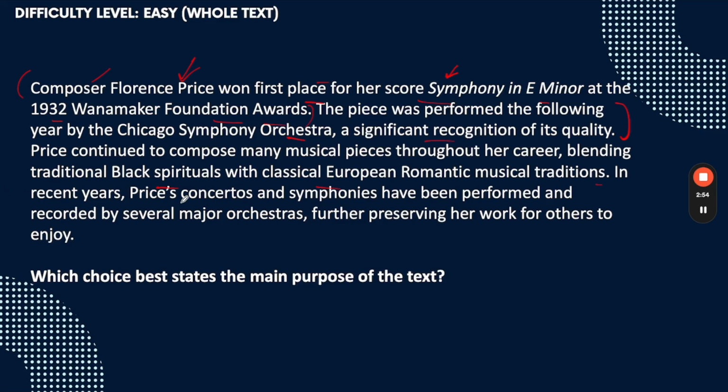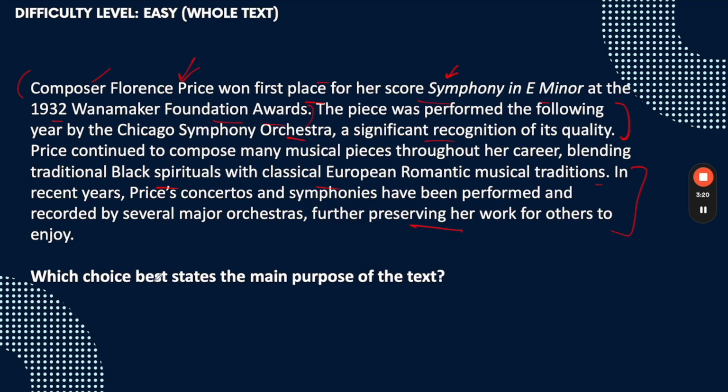In recent years, Price's concertos and symphonies have been performed and recorded by several major orchestras, further preserving her work for others to enjoy. Now, this sentence is further telling me how her work is being performed and recorded by several major orchestras, right? It's getting recognition, it's renowned, it's performed by others. They're trying to preserve her work for others to enjoy.